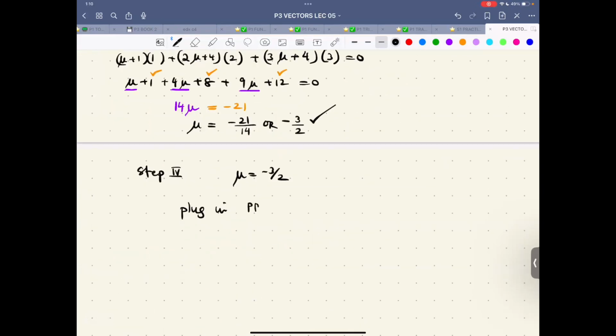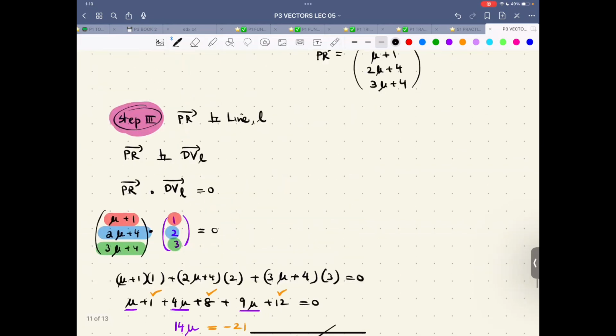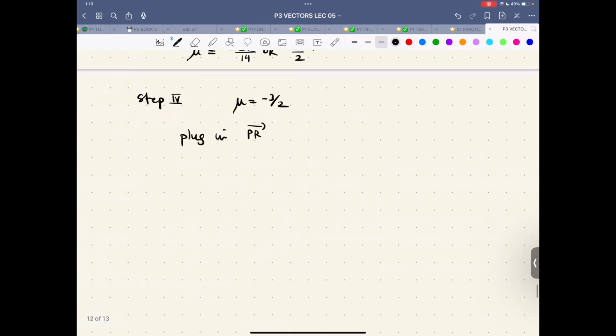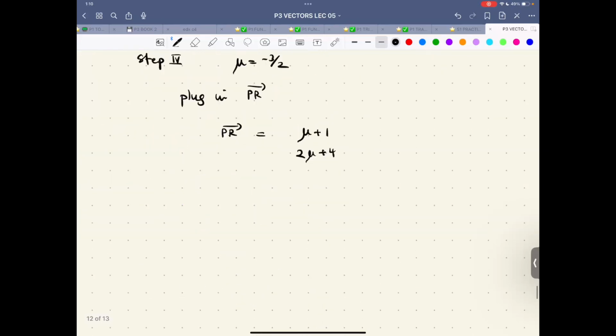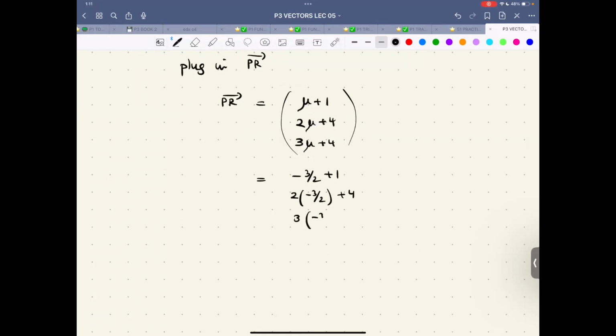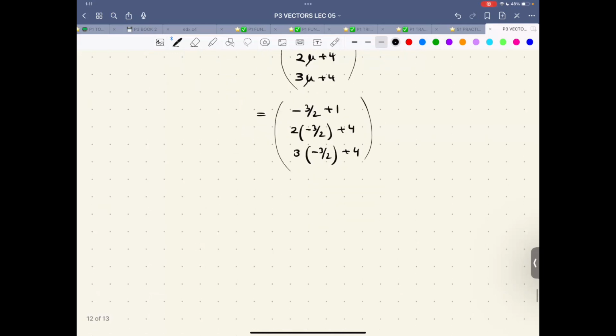So this is what we are using, PR. So what is PR? PR is mu plus 1, 2 mu plus 4, and 3 mu plus 4. Mu is negative 3 over 2. So negative 3 over 2 plus 1, 2 into negative 3 over 2 plus 4, 3 into negative 3 over 2 plus 4. And yes, you do get these weird numbers.